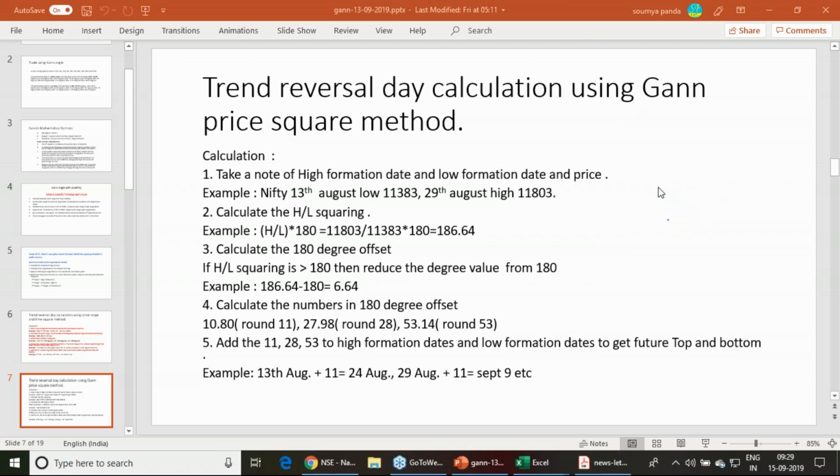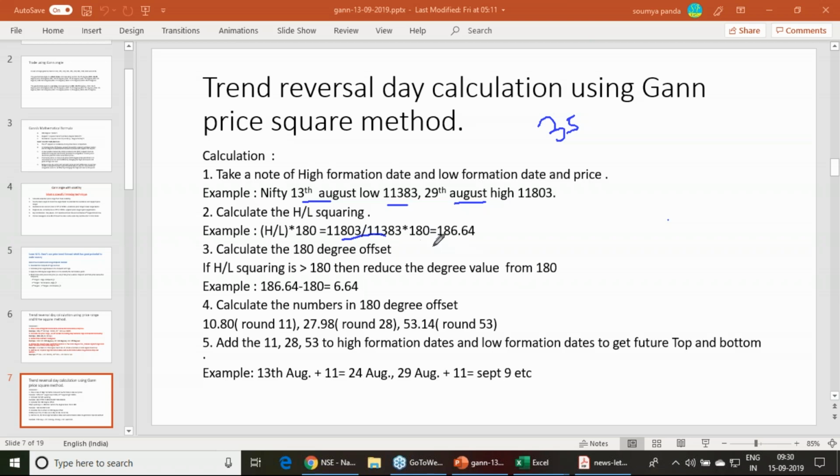So here what we are going to do in this method of timing analysis. In Gann's timing analysis, he has given many different methods for time analysis, 30 to 35 methods. These are the methods which I could decode till this point. Many methods I could not decode till now. Take the 13th August high and 29th August low, or 13th August low and 29th August high prices. We are going to take high divided by low. It should not be low divided by high. Squaring should happen from higher to lower, high divided by low.